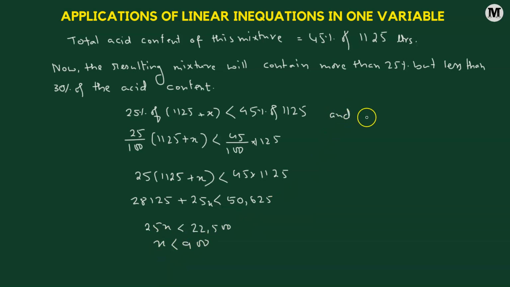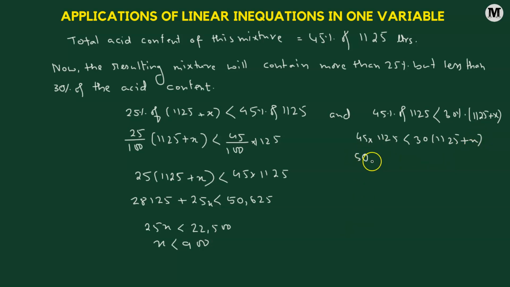And the other condition is that the acid content is going to be greater than 30% of the mixture. So that means 45% of the original solution is going to be greater than 30% of the mixture, 30% of 1125 plus X. So we have 45 times 1125 is going to be greater than 30 times 1125 plus X. So 45 times 1125, that's going to be 50,625.